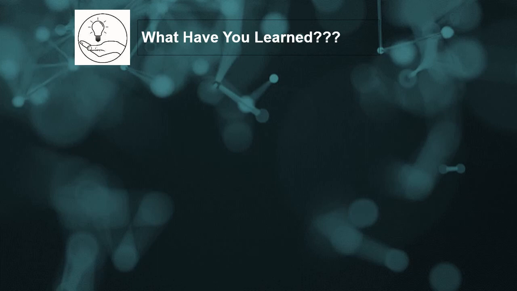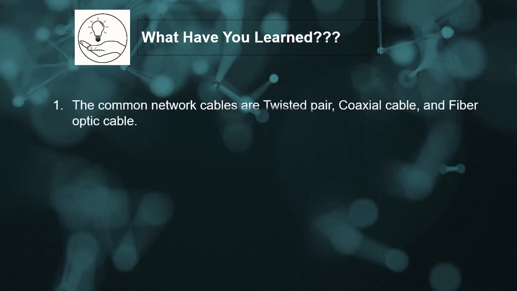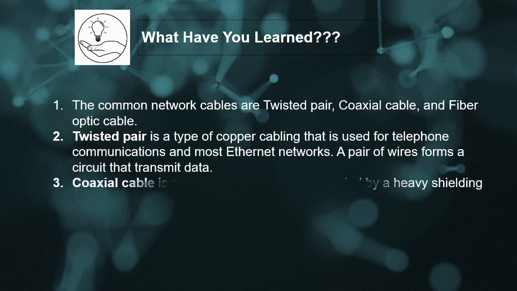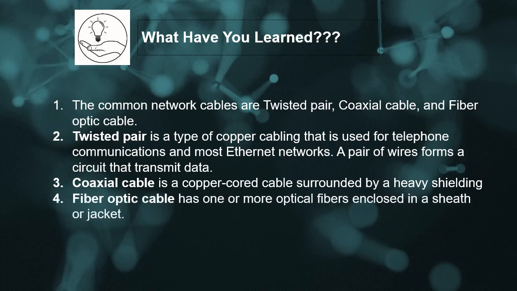So we're done with our topic this week. What have you learned? First, the common network cables are twisted pair, coaxial cable, and fiber optic cable. When we say twisted pair, it is a type of copper cabling that is used for telephone communications and most Ethernet networks. A pair of wires forms a circuit that transmits data. Coaxial cable, on the other hand, is a copper cord cable surrounded by a heavy shielding. And lastly, fiber optic cable has one or more optical fibers enclosed in a sheath or jacket.